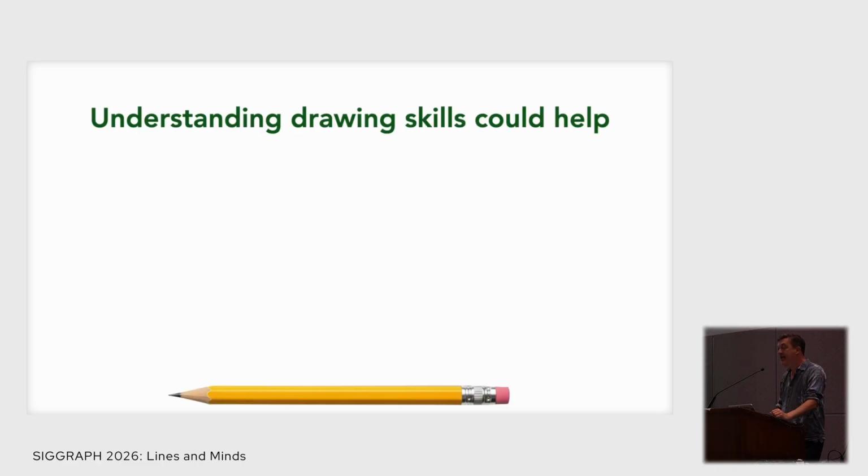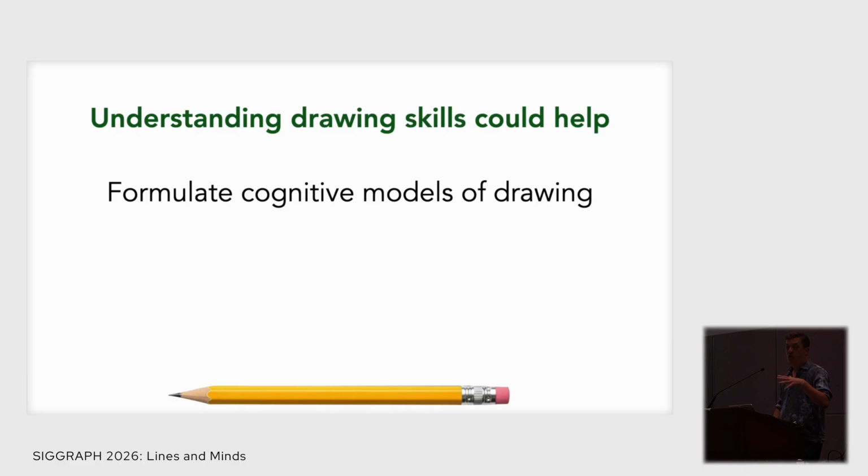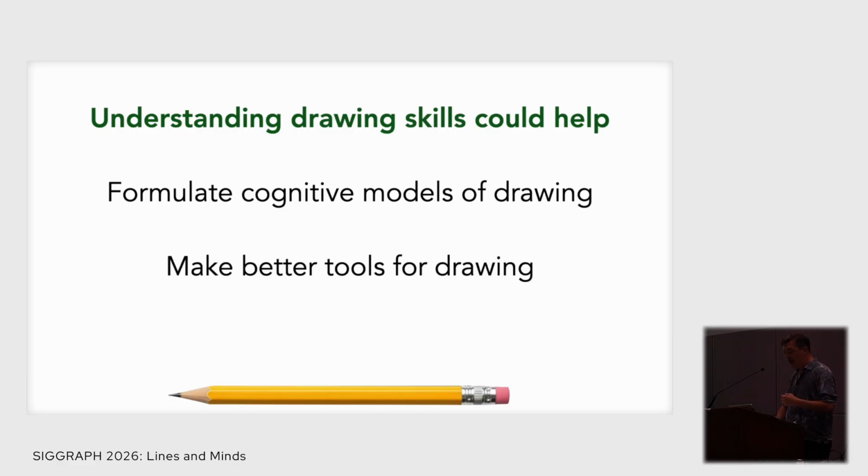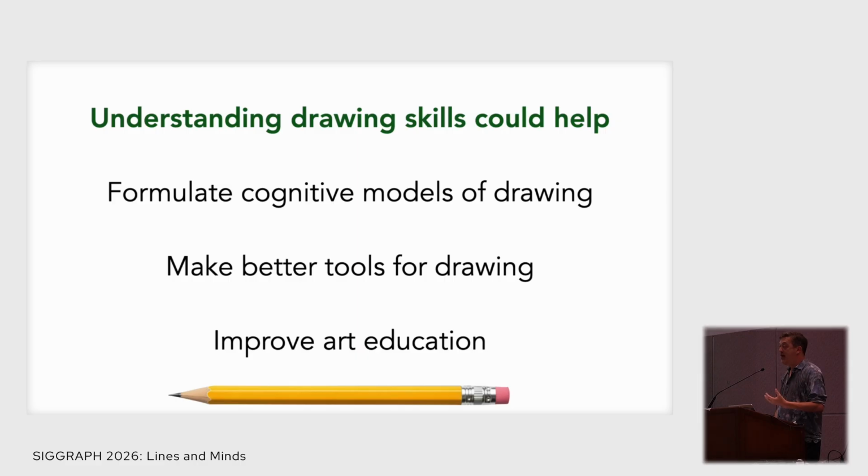And I think that if we were able to formulate better theories and better understanding of how people draw pictures, we could formulate more in-depth cognitive models of drawing, we could make better tools to help people draw pictures, and we could even improve art education, if we have a better understanding of what exactly are the skills that people can learn and what they can practice.